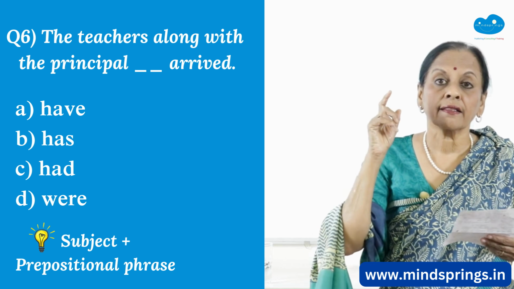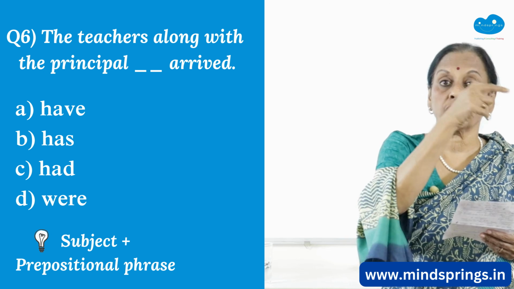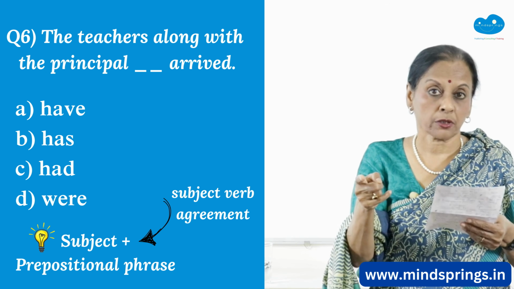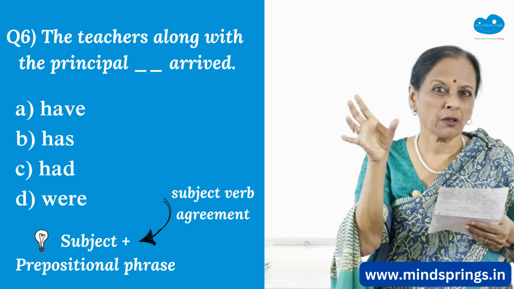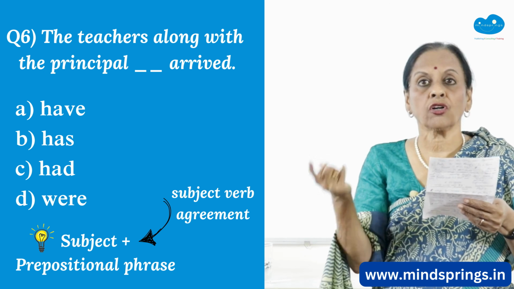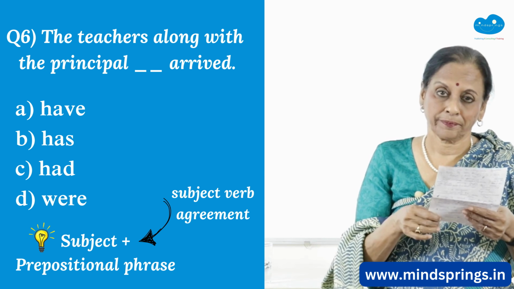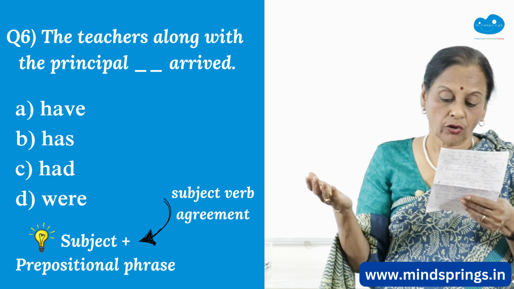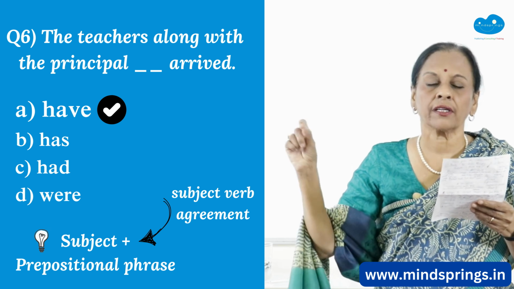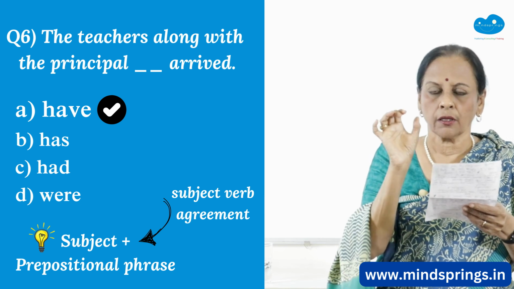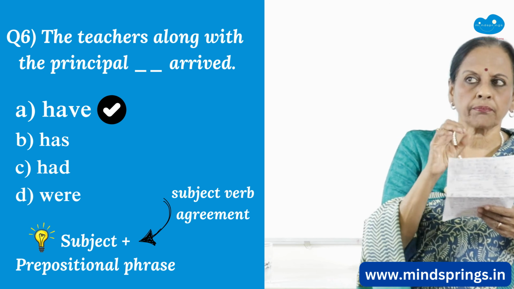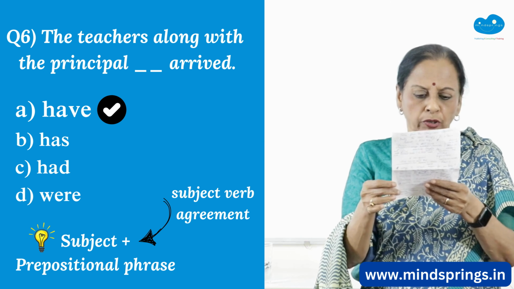So if you have the subject, plus the prepositional phrase, and then a blank, the subject verb agreement is always with the subject, which means you have to agree with the teachers, not with the principal. The principal is part of the phrase, the teachers is the subject. Had it been the teacher along with, then you will use singular. Therefore the answer is have: along with the principal, have arrived, because teachers is plural. Had it been teacher, it would have been has arrived. This is a rule that you must remember, a very, very popular question.